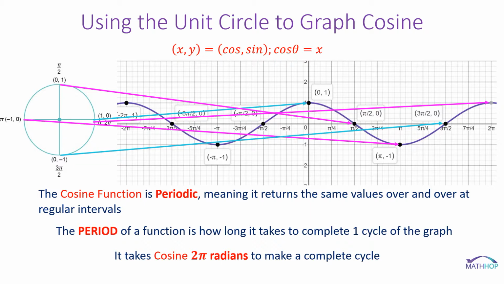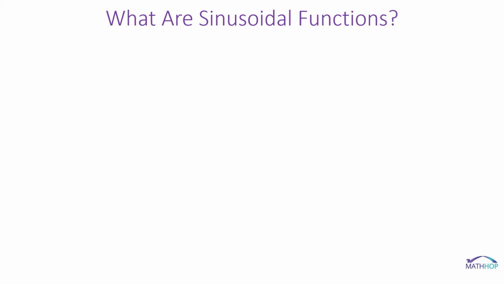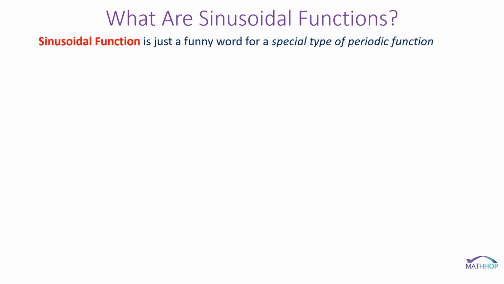All right, this is all well and good, and then you get to a point in class or in your textbook where they all of a sudden start talking about sinusoidal functions, and you think, what has happened? How much time have I missed? I understood sine and cosine just fine, and now they're throwing this sinusoidal word at us. Well, it's not that bad. A sinusoidal function is just a funny term that is used to describe a special type of periodic function. So not all periodic functions are sinusoidals. Thank goodness, or we'd hear this word all the time.